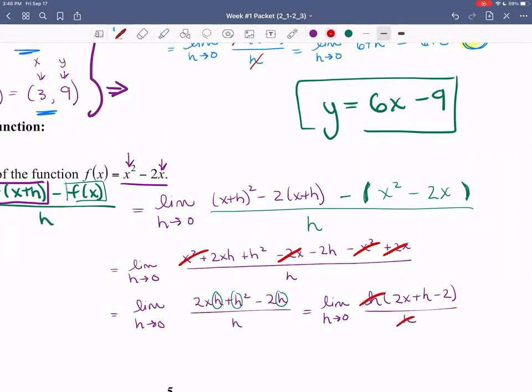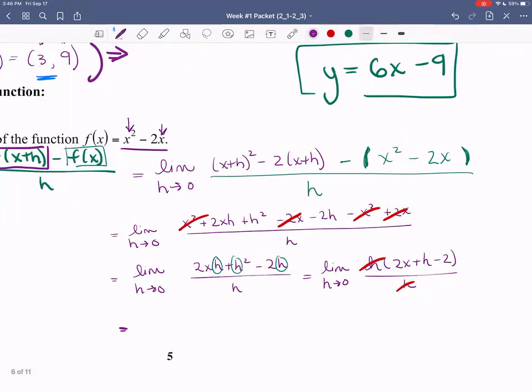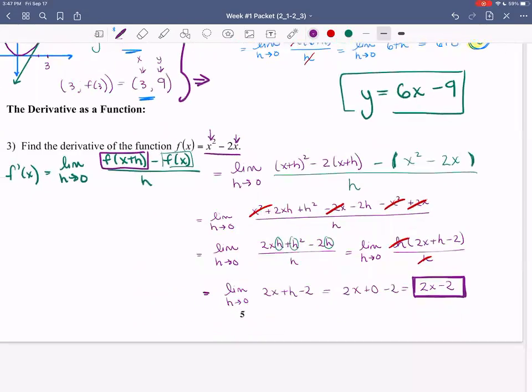From here, the h's cancel, and we're left with the limit as h goes to 0 of 2x plus h minus 2. And now there's no issue with just plugging in h equals 0. So we evaluate this limit by doing so. We get 2x plus 0 minus 2, which is equal to just 2x minus 2. Now that we have no more h's in our limit, and we actually don't have the limit anymore, we have found our equation of that derivative.